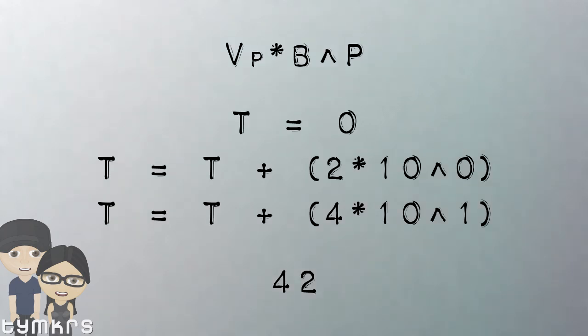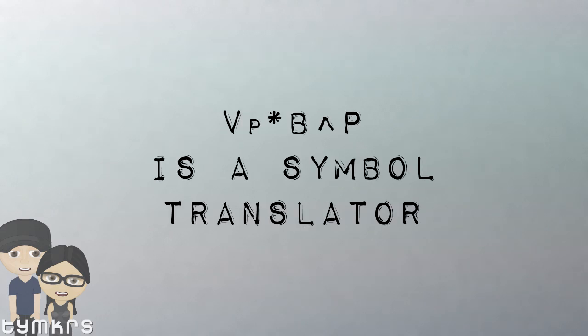T starts out as 0, and then you do the lowest value place, 2 times 10 to the power of 0. If you replace the vp, the b, and the p with the actual values, we get a 2. And then we add 4 times 10 to the power of 1, which comes out to 40, for a total of 42. So basically, vp times b to the power of p is simply a symbol translator. And here we have translated from base 10 to base 10, but let's do something more interesting.